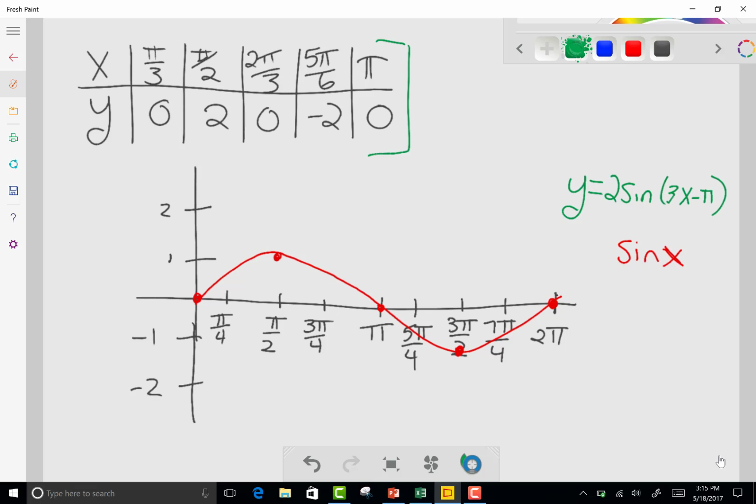Okay, so at pi over 3, I'm going to plot 0. Pi over 3 is a little bit after pi over 4, between pi over 4 and pi over 2. So around here somewhere. Then at pi over 2, I go all the way up to 2 because I have an amplitude of 2. At 2 pi over 3, which is in here somewhere, a little bit before 3 pi over 4, I come back down to 0. At 5 pi over 6, which is a little bit before pi, I come down to -2. And then at pi, I come back up to 0.